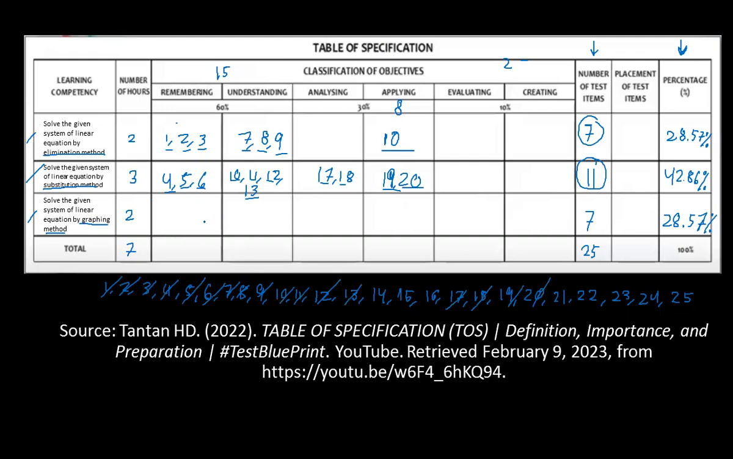Okay? So dito naman sa graphing method, pwede kong ilagay dito si 14th item, 15th item, tapos 16th item. Okay? So, ano pa? Ano pa kaya? 14, 15, 16. Actually, okay na to para sa akin. I'm just gonna stop right here na lang.